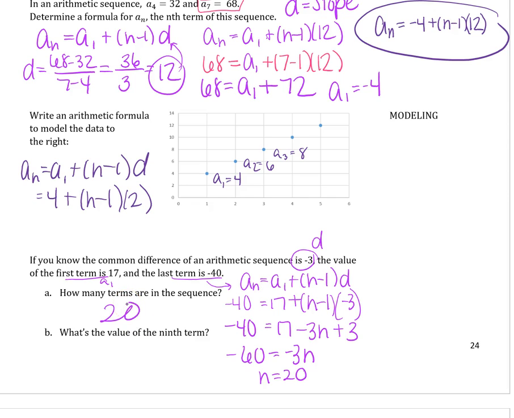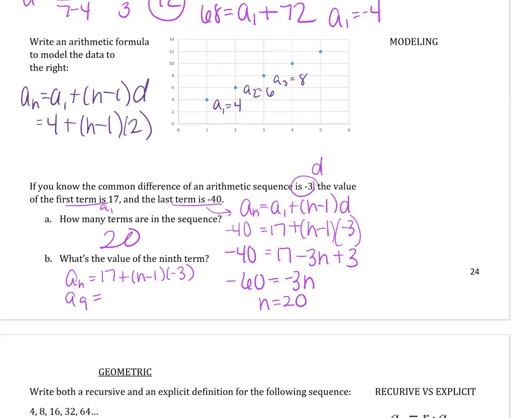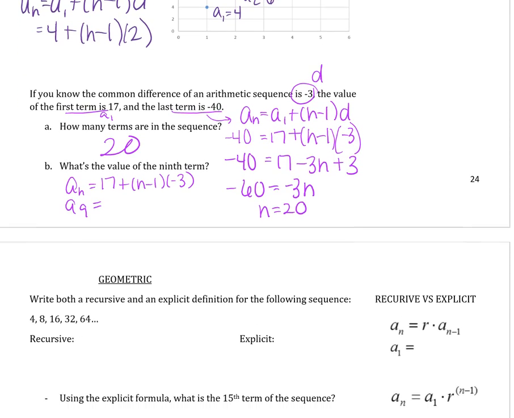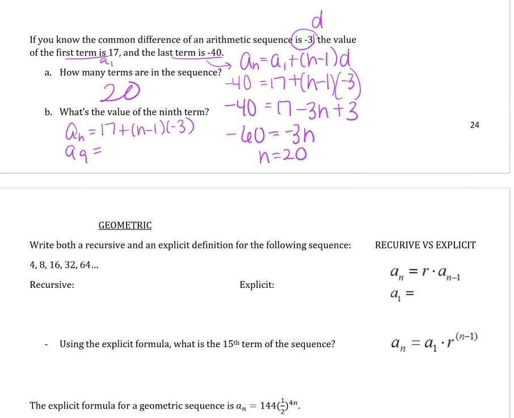So if I want the value of the 9th term, I would just go back to my explicit formula. So 17 plus n minus 1 times -3, and I would just evaluate it at 9. So you're plugging 9 in for n, and you guys can do that. So that's all arithmetic.